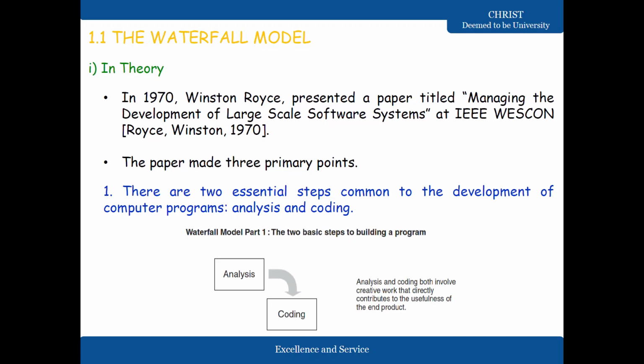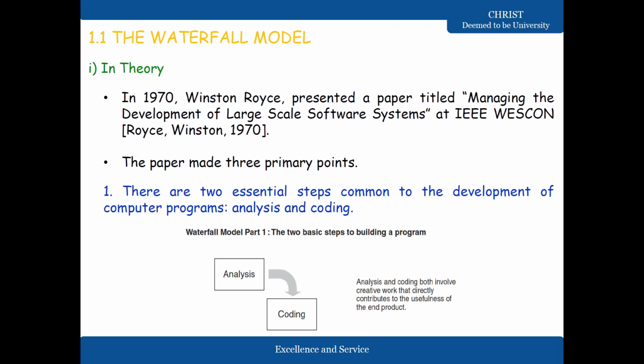Now, the first point, which is 1.1, the waterfall model, has again 2 parts, in theory and in practice. In theory, in 1970, Winston Royce presented a paper titled Managing the Development of Large-Scale Software Systems at IEEE WESCON, Royce, Winston, 1970. Okay, so basically this paper presented 3 main points. The paper said that there are 2 essential steps which are common to the development of computer programs, which is analysis and coding.